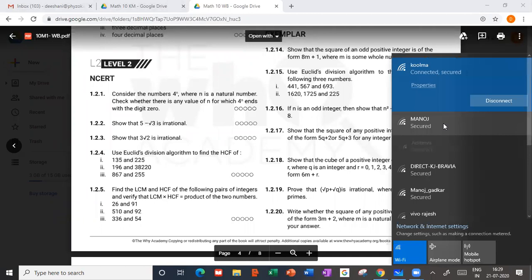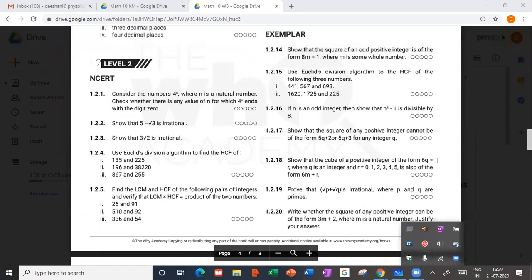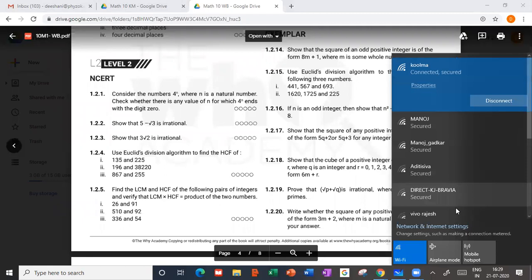Can't hear you. I asked what is a natural number. Lag. Okay, give me 1 minute. I'll do something about my internet connection.